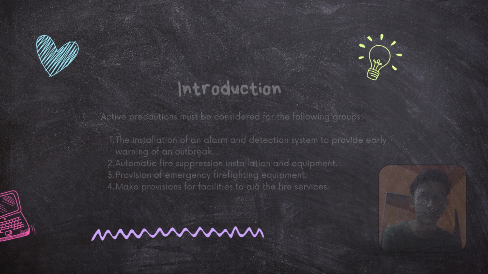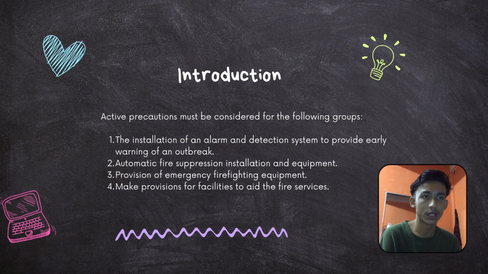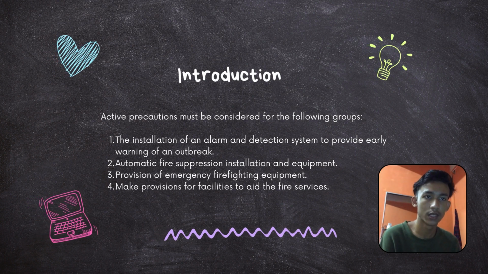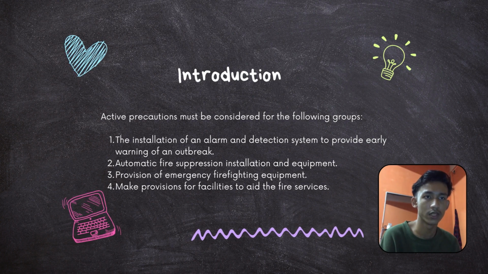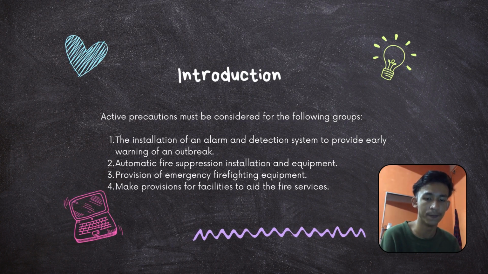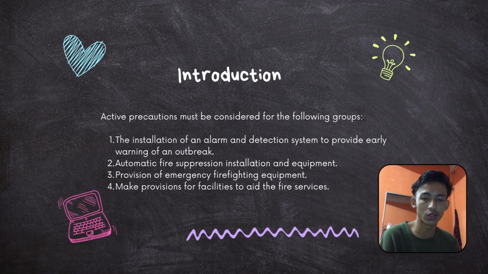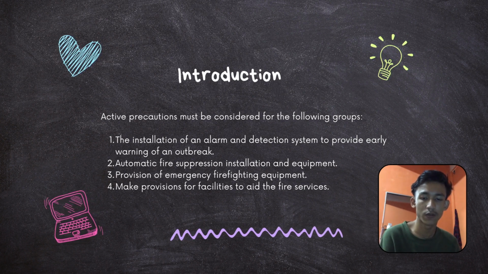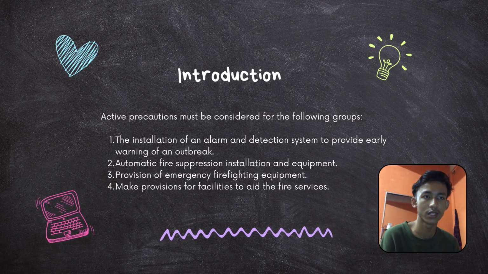This is the introduction for the active firefighting system. Active precaution must be considered for the following groups. First, the installation of an alarm and detection system to provide early warning of an outbreak. Second, automatic fire suppression installation and equipment. Third, provision of emergency firefighting equipment. And the last one, make provision for facilities to aid the fire service.